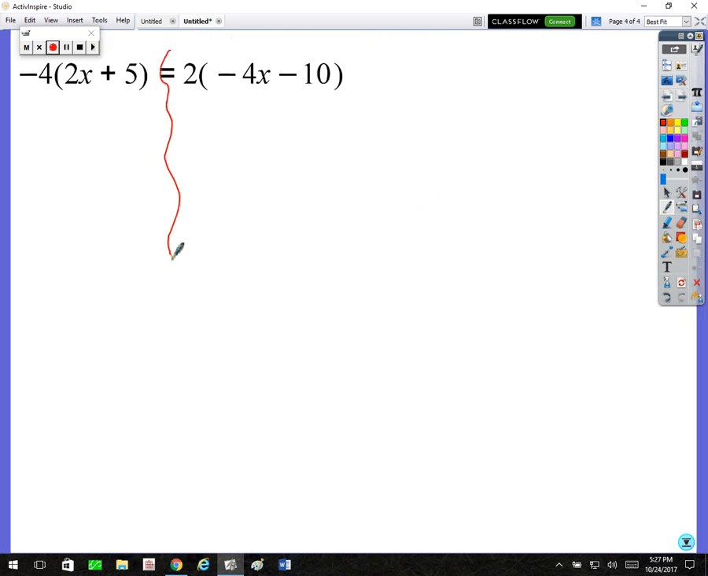First thing, now these I'm going to work out should be all infinite solutions, but let's see. First off, let's clear parentheses first. Oh, we have double parentheses, don't we? So we have to do it both ways. So we have negative 8x minus 20 equals 2 times negative 4x is negative 8x. 2 times negative 10 is negative 20.